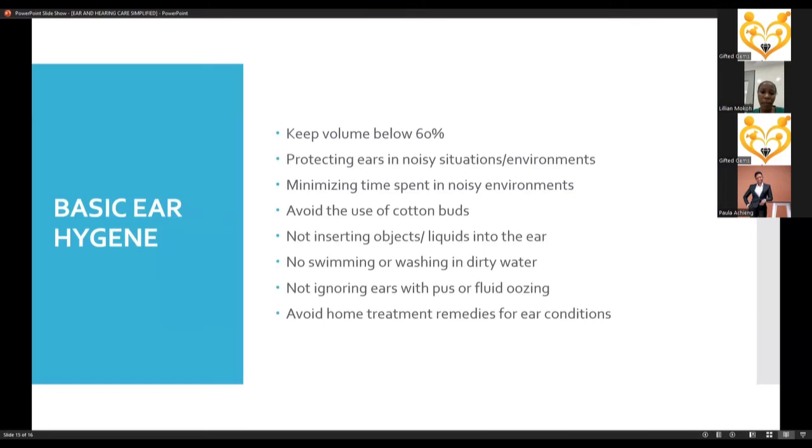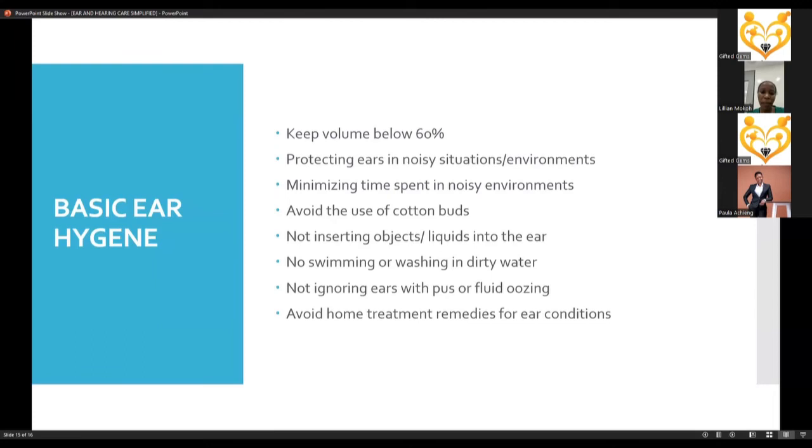And again, avoid home treatment remedies. There are people who use all sorts of things in their ears. There are people who put gunpowder for ear infections. We also see a lot of people who put mafuta ya kuku, mafuta ya kondoo. All those home remedies for ear conditions are not recommended.